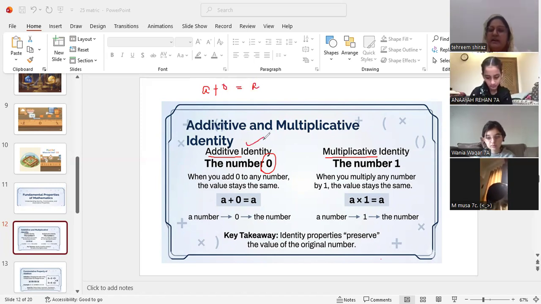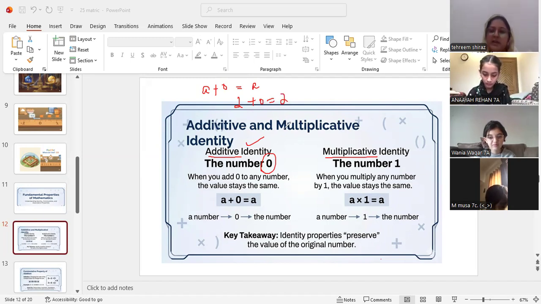That is additive identity. I will say 2 plus 0. It will always be 2, right? So whenever zero is added to any number, the identity remains unchanged.